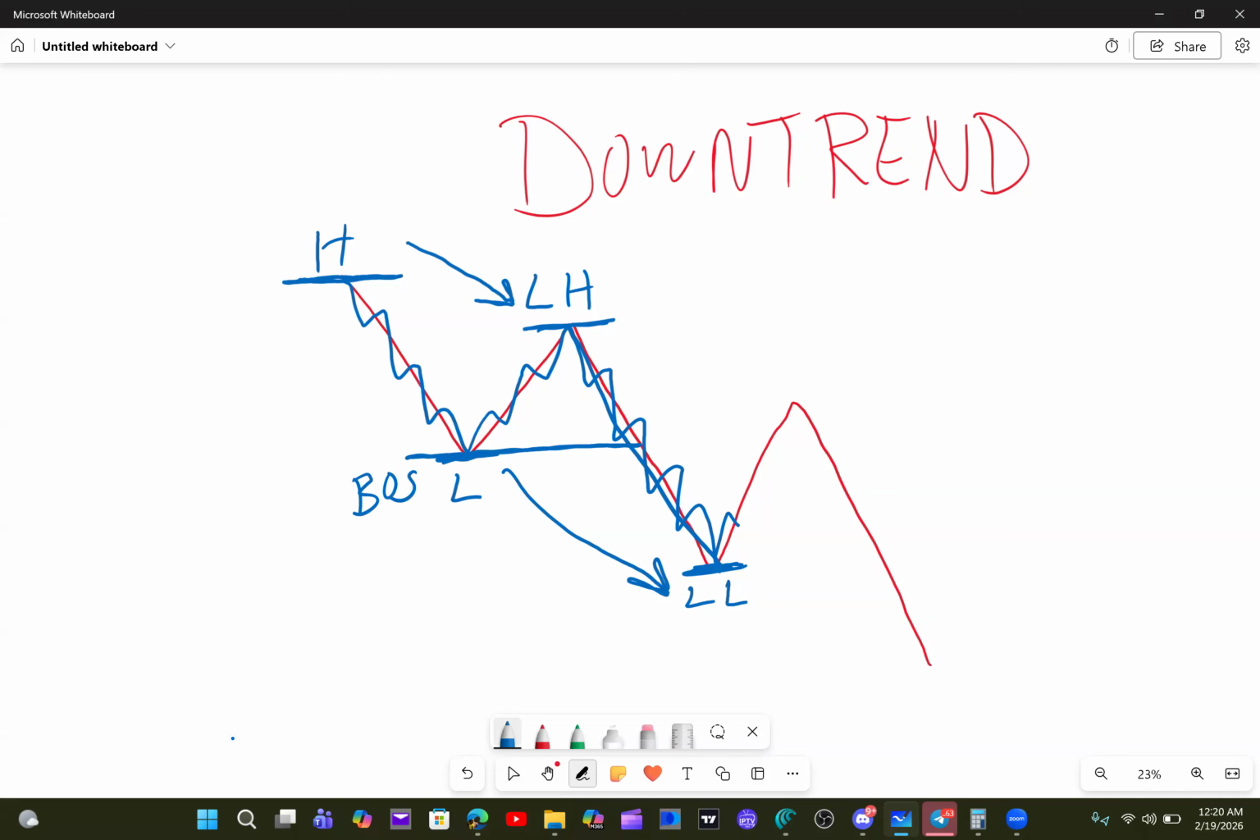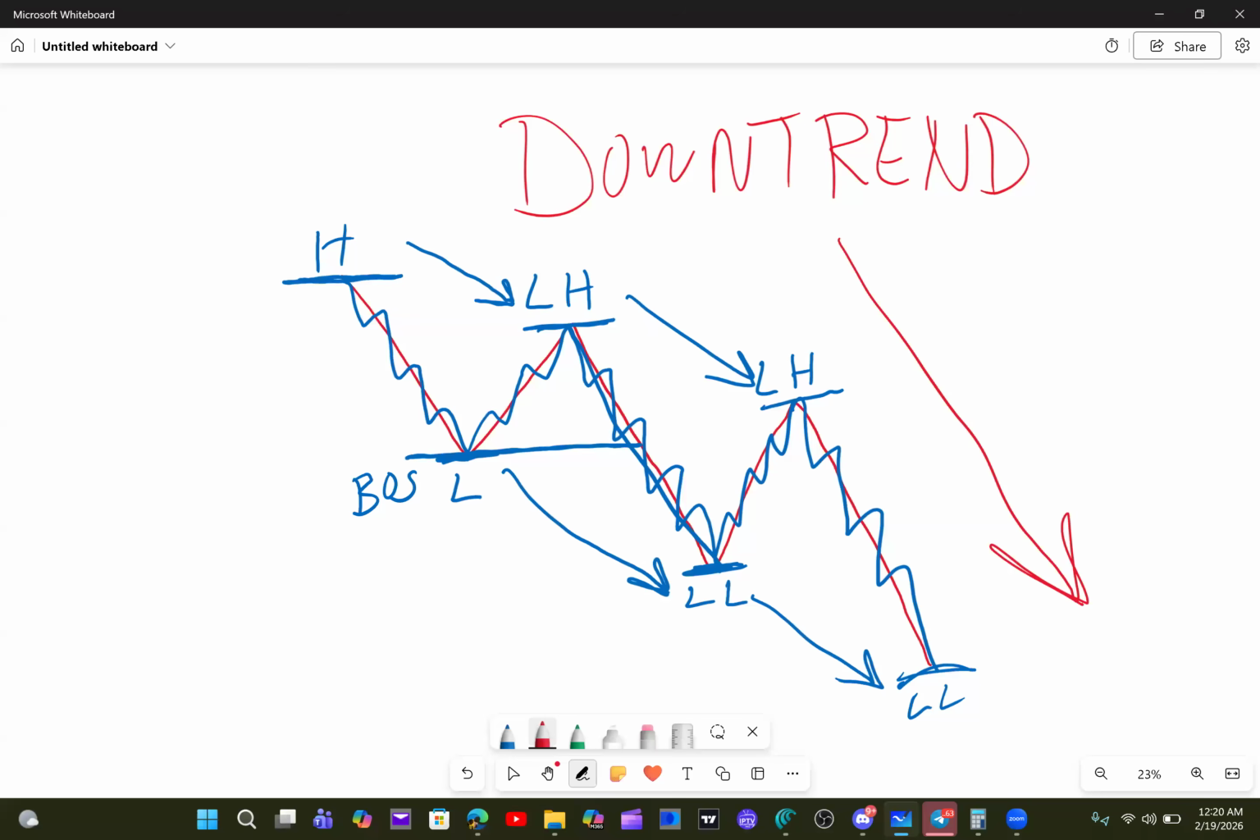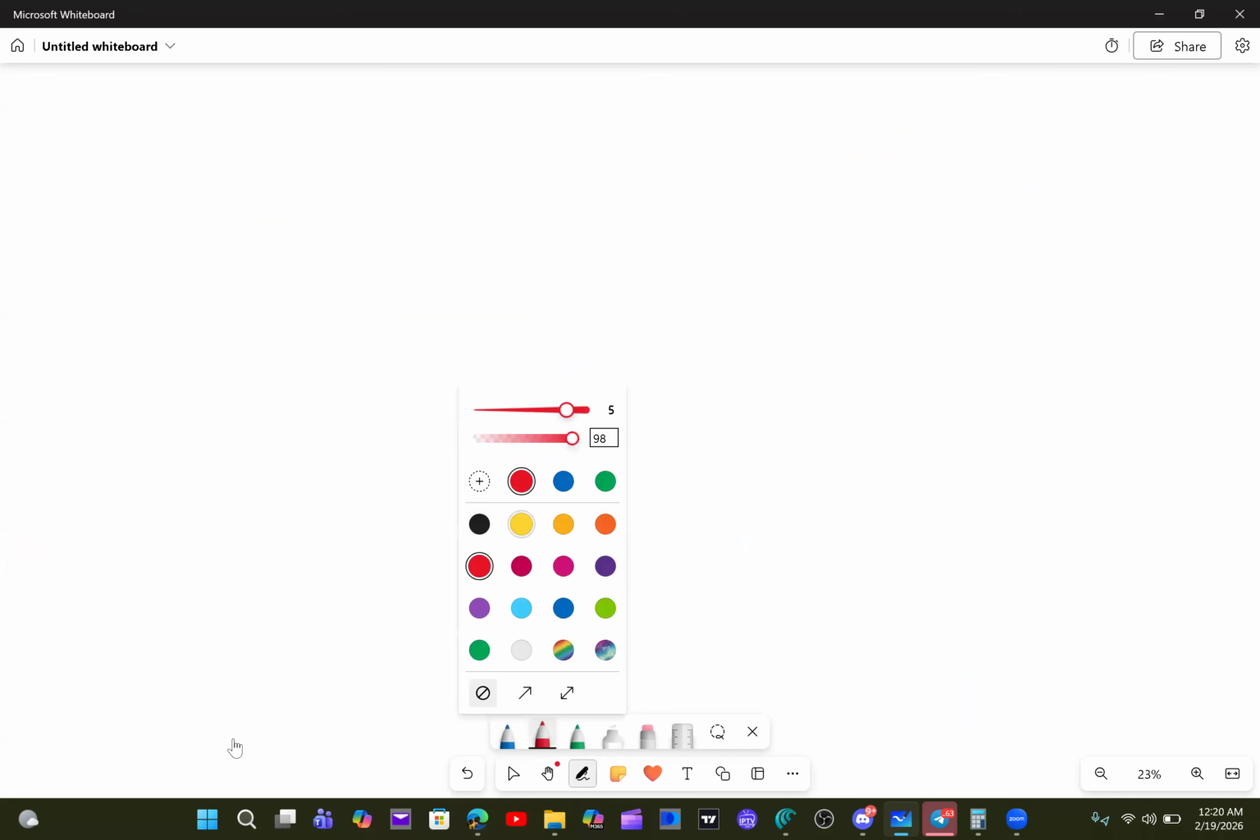The market will continue, make another lower high, go down some more, make another lower low until the market decides to reverse. And this is your basic downtrend. We can also look at consolidation. When we're looking at consolidation, the market will look something like this. You're going to have a ceiling or resistance.